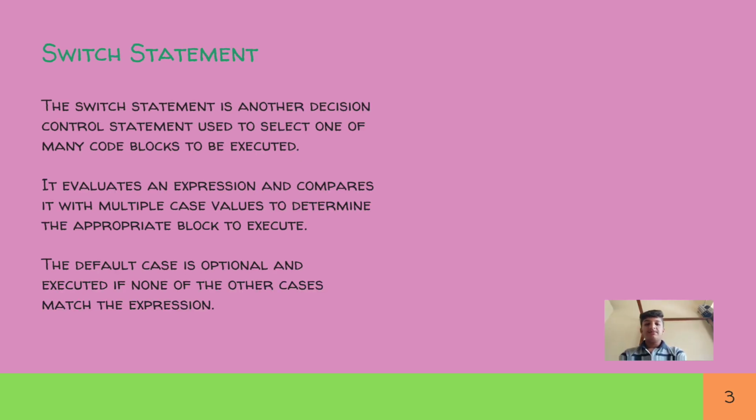Switch statement. The switch statement is another decision control statement used to select one of the many code blocks to be executed. It evaluates an expression and compares it with multiple case values to determine the appropriate block to execute. The default case is optional and executed if none of the other cases match the expression.